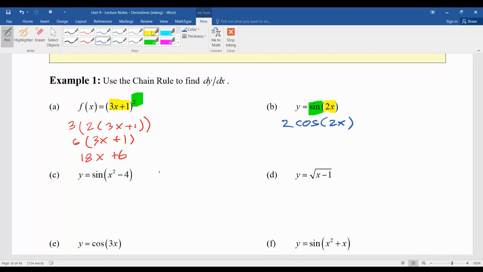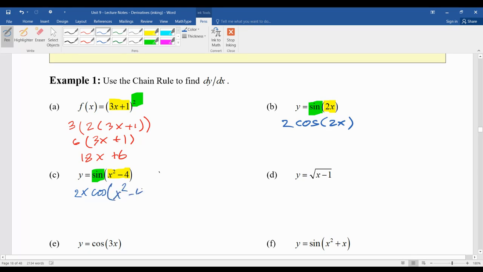Okay, next example. Inner function is x squared minus 4. The outer function is sine again. So, that's the same example that we already went over. So, it's 2x cosine of x squared minus 4.